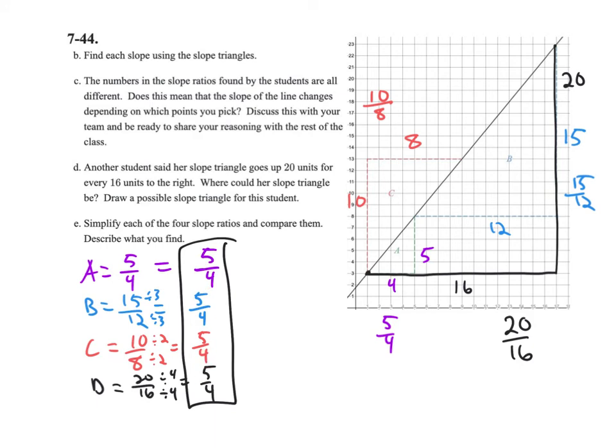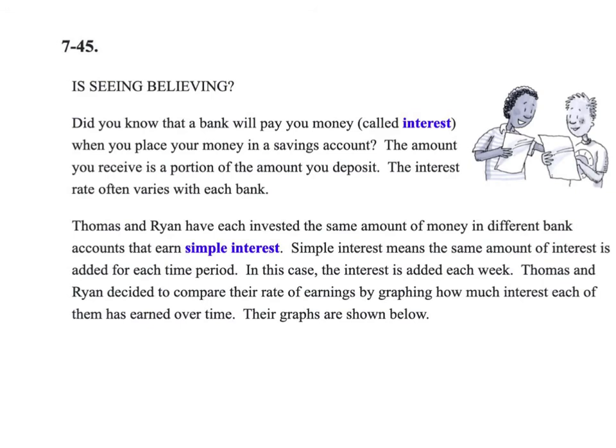Let's see this one more time in the next problem. So this is problem 7-45, and it says this: Is seeing believing? Did you know that the bank will pay you money called interest when you place your money in a savings account? The amount you receive is a portion of the amount that you deposit. The interest rate often varies with each bank.